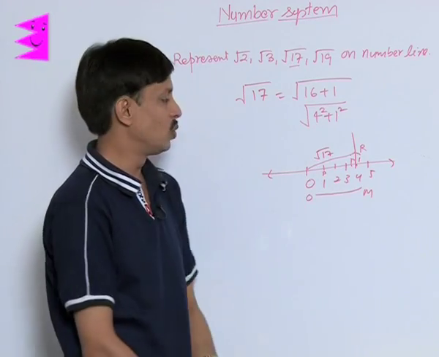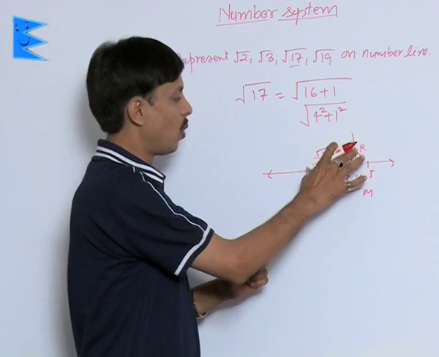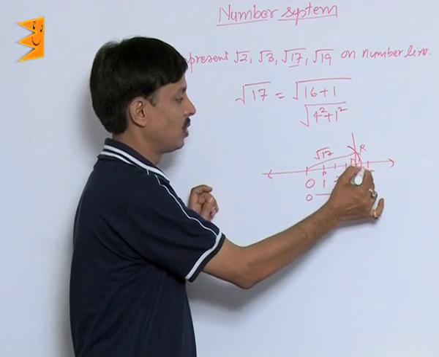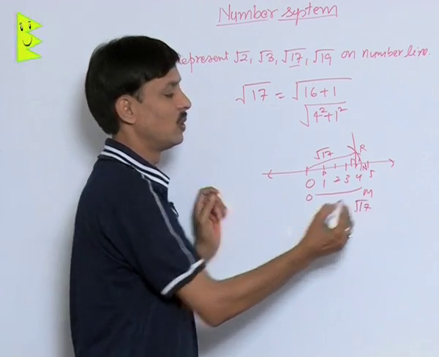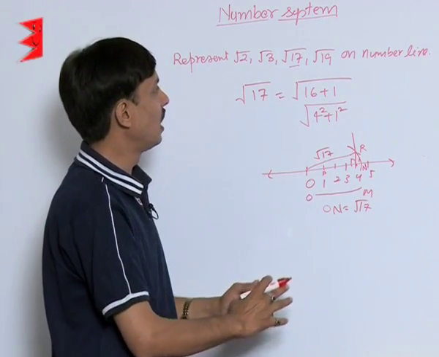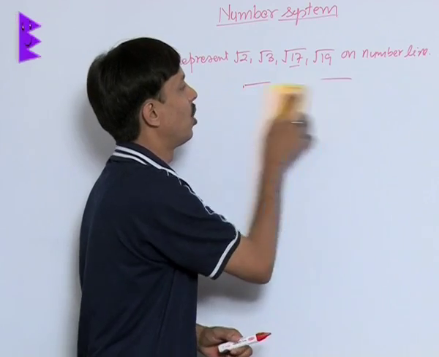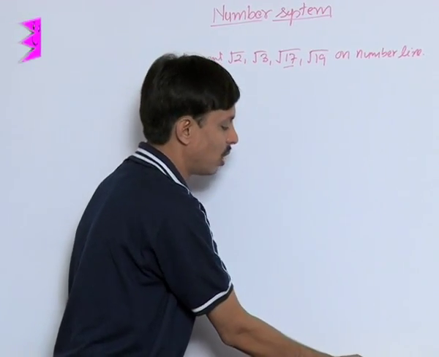Now the question raised, how to bring this root 17 on the number line? It is as usual so simple. Take center point as O, OR as radius, and mark an arc. Suppose this point is N. Then we say ON is equal to root of 17. So there is nothing difficult. There is nothing difficult in the way of strong determination. So you have to determine what you really want to do.